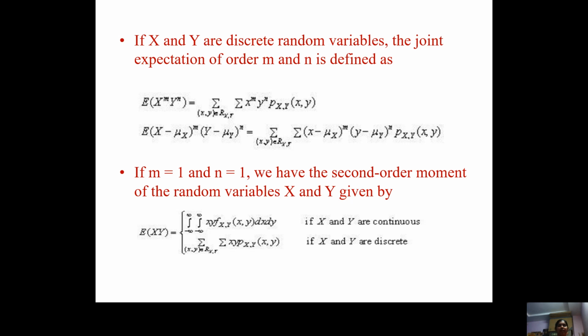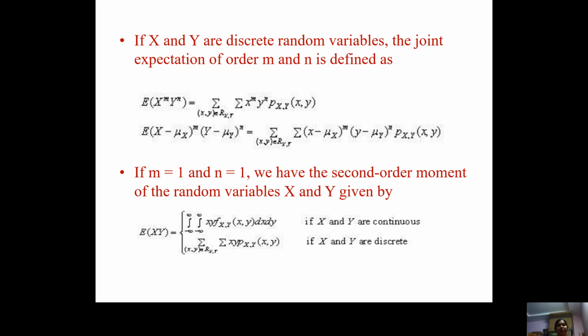So if x and y are discrete random variables, then the joint expectation, or the moment of order m and n, is defined as the expectation of x power m, y power n, which is equal to the sum over (x, y), always a subset of R_xy, which is nothing but the set of integers, of x power m, y power n, p_xy of x, y. So p_xy of x, y is nothing but the joint probability mass function of both random variables x and y.